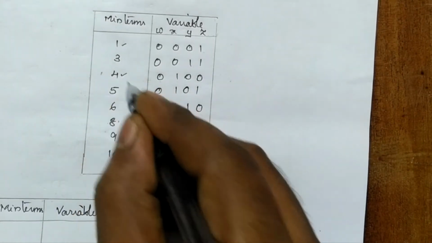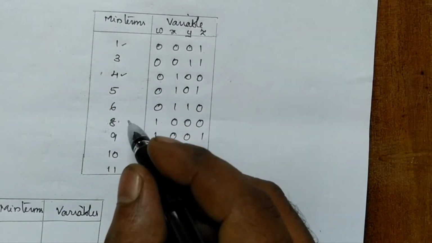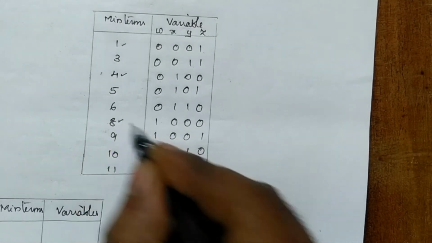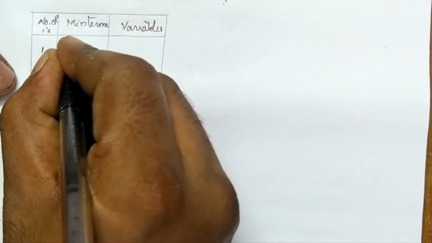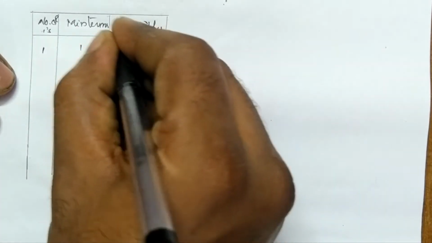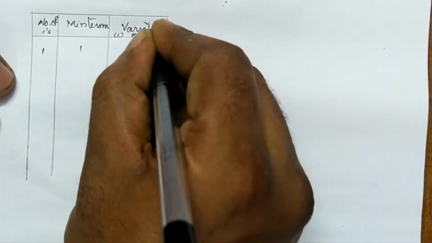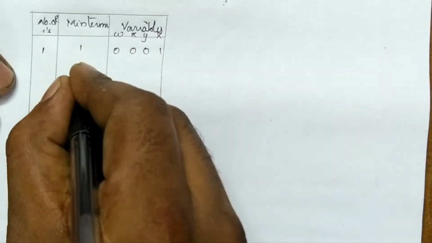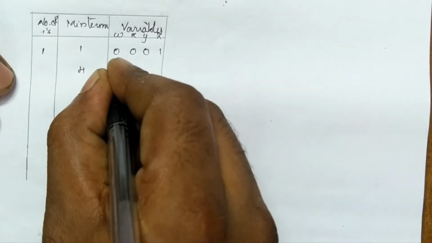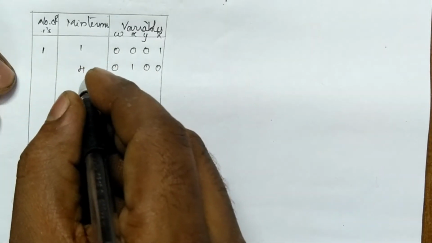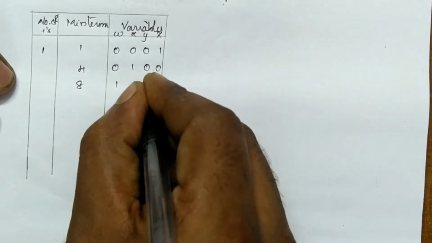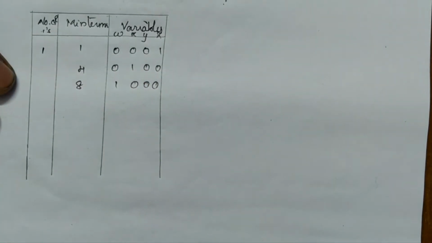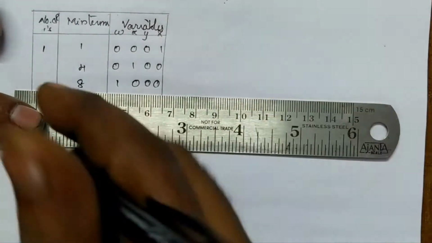Here minterm 1 has number of ones equal to 1. Likewise 4 has only one 1, and 8 also has one 1. Minterm 1 and its variables are w, x, y, z, so the value is 0 0 0 1. Then 4 is 0 1 0 0. Then 8 is 1 0 0 0. We can close it.